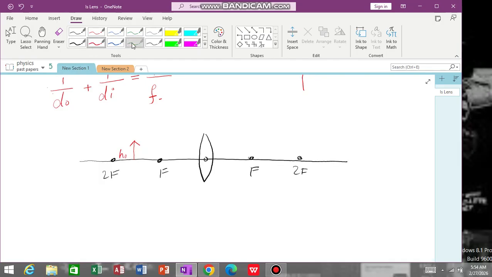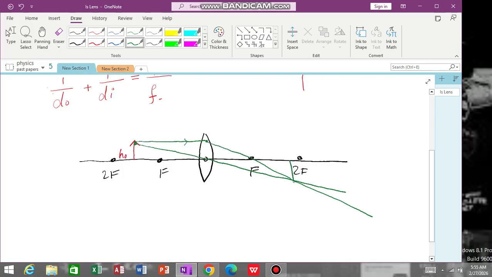Now the two rays that we should draw to form the image: if one ray is going parallel to the principal axis, according to the rule, it will pass through the focus. This was mentioned in the previous topic. Similarly, another ray passing through the optical center will, according to the rule, go straight. So in this way the image is formed here, because the rays are meeting here.